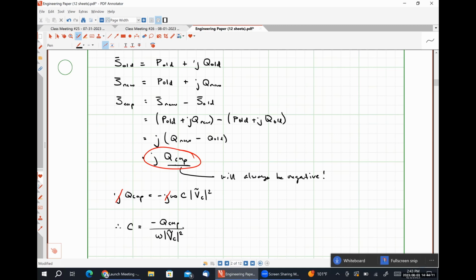I prefer this one because we're not able to relate it directly. So instead, what I prefer is this relationship: P old times the tangent of theta old minus the tangent of theta new, divided by omega times the voltage drop across our capacitance squared.